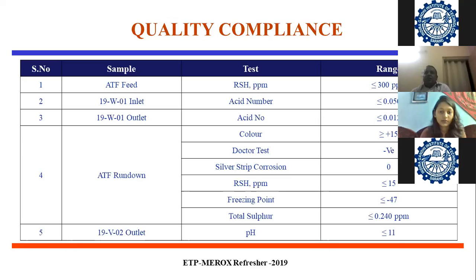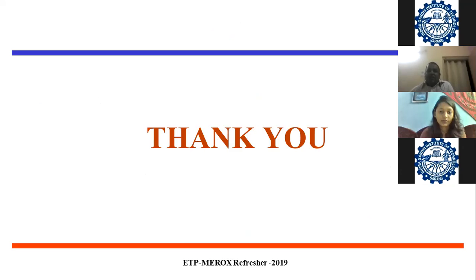If we cross the limit, it indicates that the RSH content is more. If the RSH content is more, the silver strip corrosion test will fail. After that, the RSH content has to be less than or equal to 15 ppm. Freezing point is less than or equal to minus 47, total sulfur is 0.245, and the remaining parameter is equal to 10 ppm. So this is all about the ATF treatment process, which is carried out currently in the HPCL refinery. That's all. My talk is over.